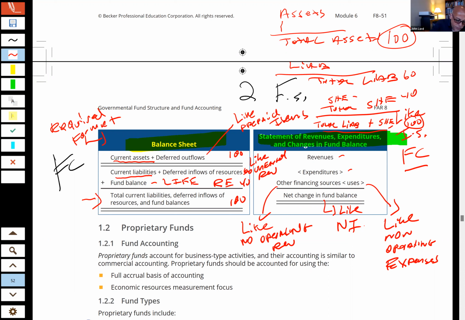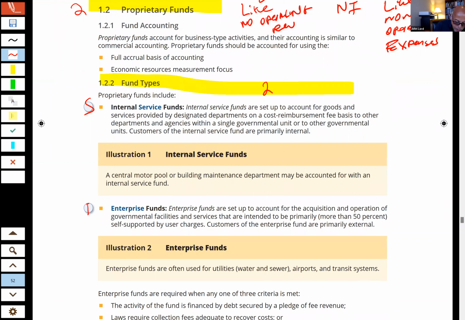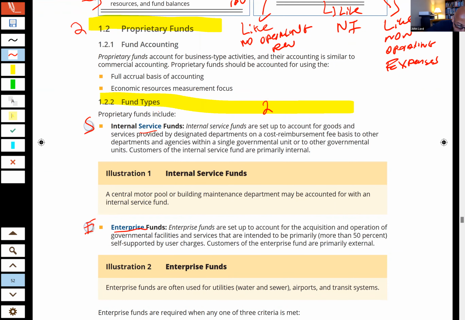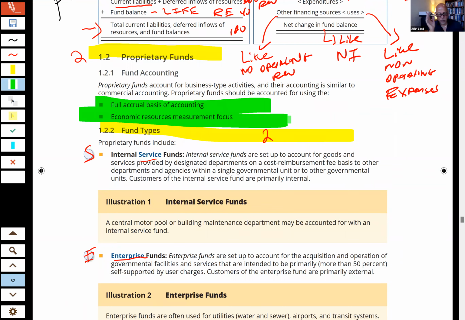All right, good. Now we have how many categories of funds? Three. We dealt with the governmental. Here's our second category, which is the proprietary funds. We have two fund types: the internal service fund, which is S, and we're building a mnemonic here, and the enterprise fund, which is E. They use full accrual economic resources measurement focus, guys.